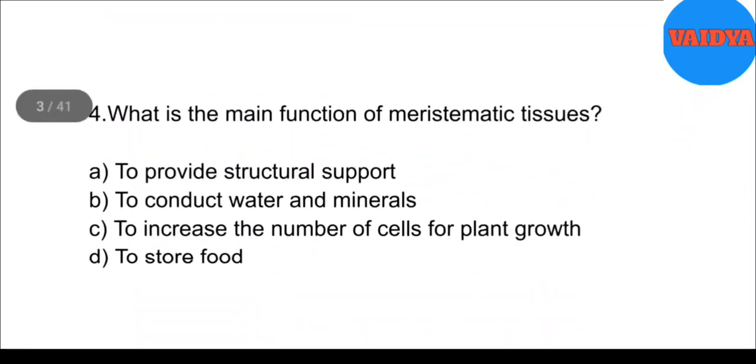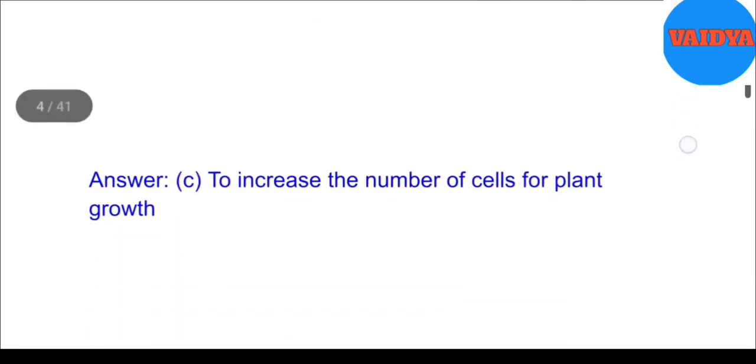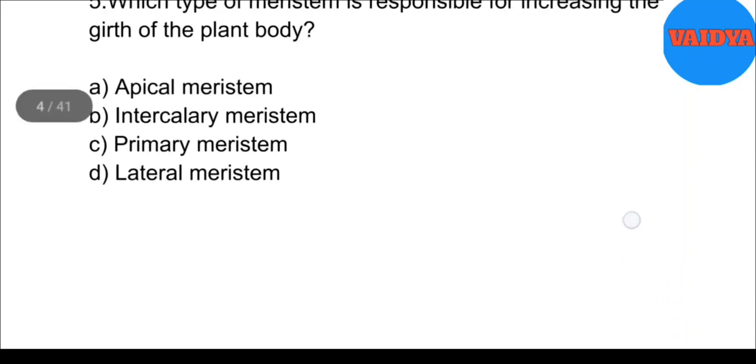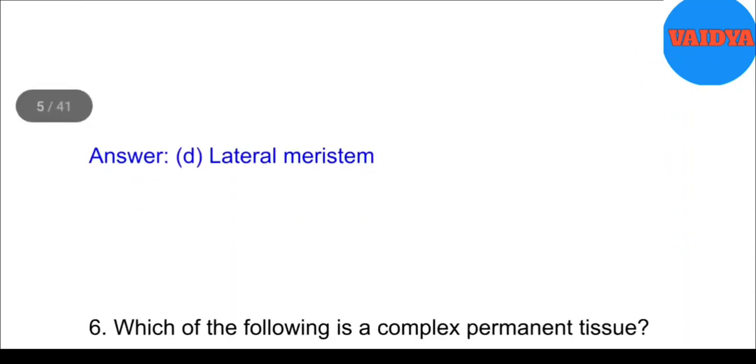4. What is the main function of meristematic tissues? A. To provide structural support. B. To conduct water and minerals. C. To increase the number of cells for plant growth. D. To store food. Answer. C. To increase the number of cells for plant growth. 5. Which type of meristem is responsible for increasing the girth of the plant body? A. Apical meristem. B. Intercalary meristem. C. Primary meristem. D. Lateral meristem. Answer. D. Lateral meristem.